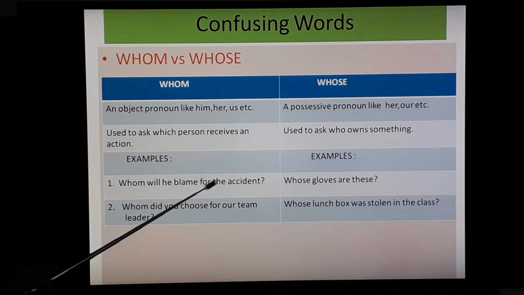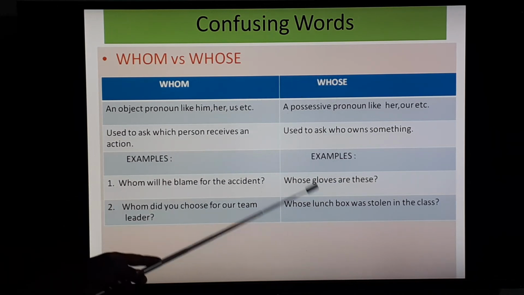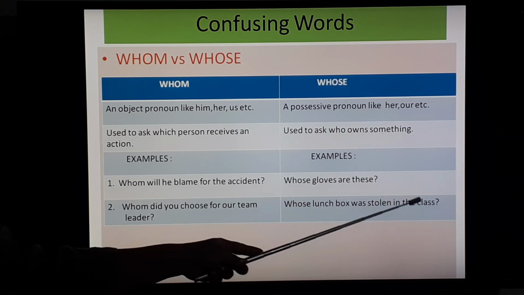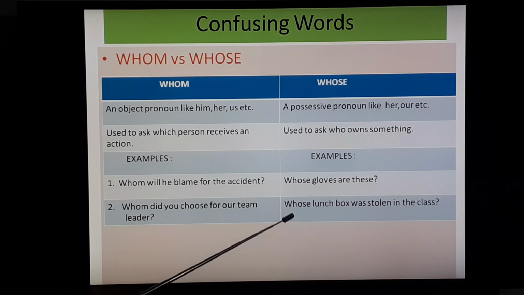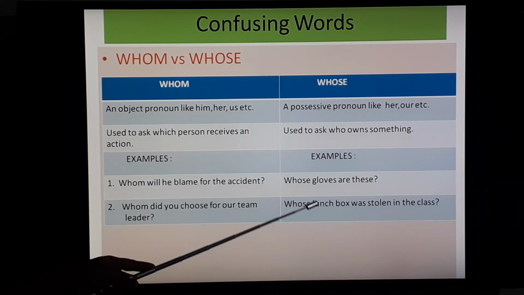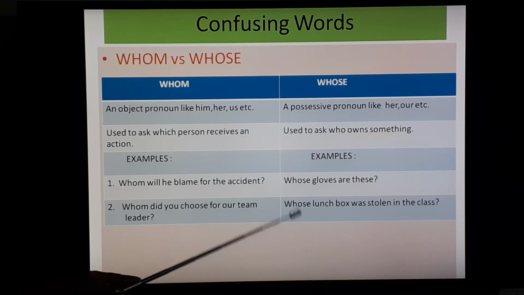Let's see some examples. Whom will he blame for the accident? Whom did you choose for your team leader? So this way you can frame your question with the help of whom to get an object. Okay, now come to whose. Whose gloves are these? Whose lunch box was stolen in the class? So who is the owner of this? With the help of whose you can get possession, or who is the owner. Ownership you will get with the help of whose.